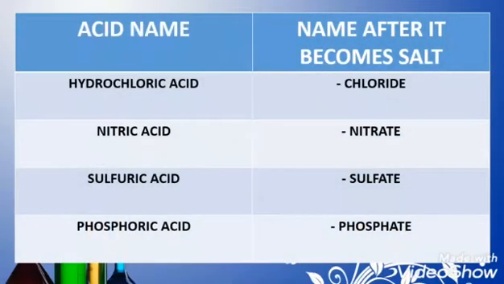When these acids react with metals or an alkali, a salt is produced, and the name of the acid changes. Hydrochloric acid would become chloride if it becomes salt. Nitric acid will be changed into nitrate. Sulfuric acid would be changed into sulfate, and phosphoric acid would be changed into phosphate.